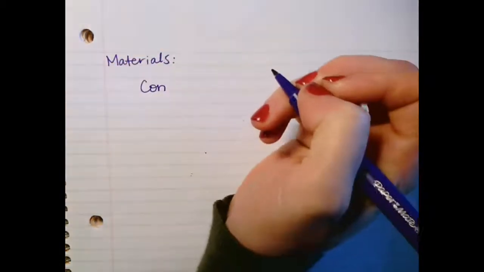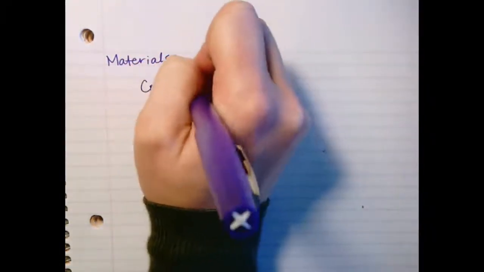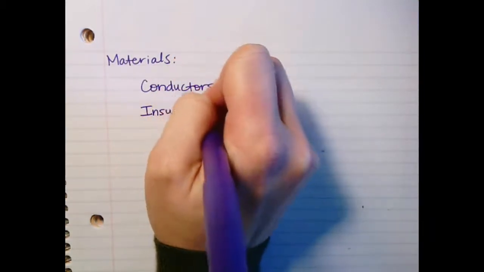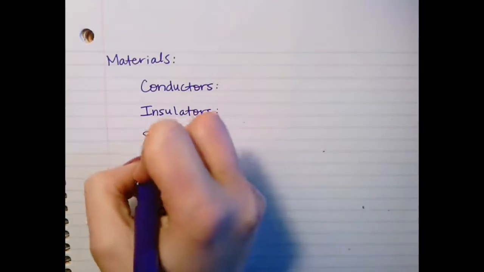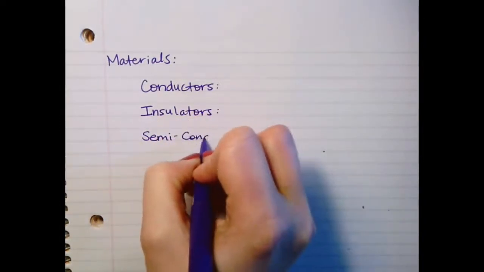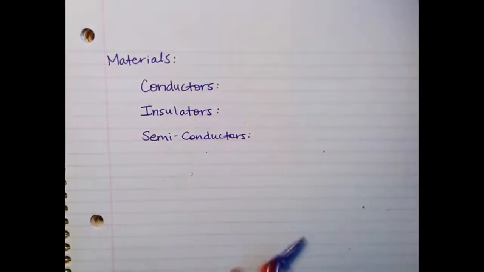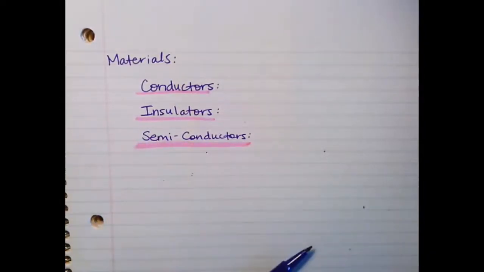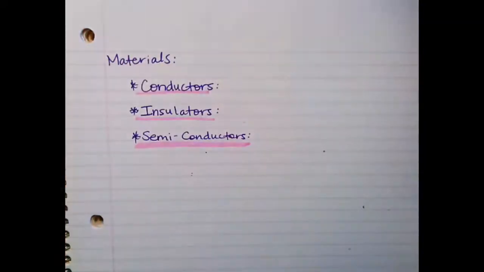Okay, there are three main materials when we're talking about which ones would affect the charge. So we have one that we call conductors. Okay, we have one called insulator. And then we have semiconductors. Okay, so conductors, insulators, and semiconductors. So these are all materials that can move the charge, okay?